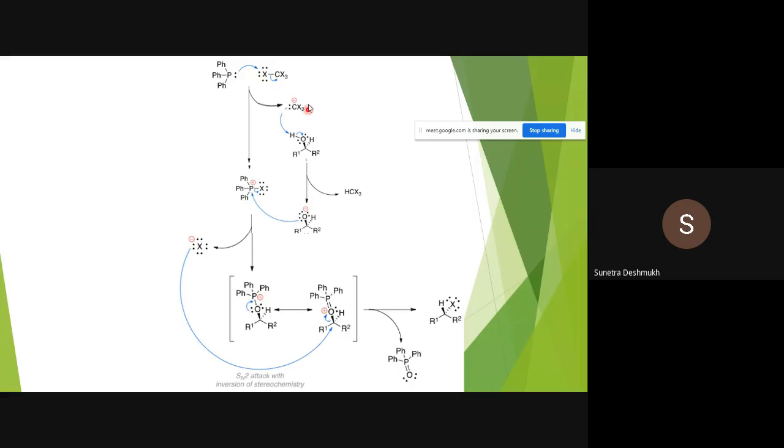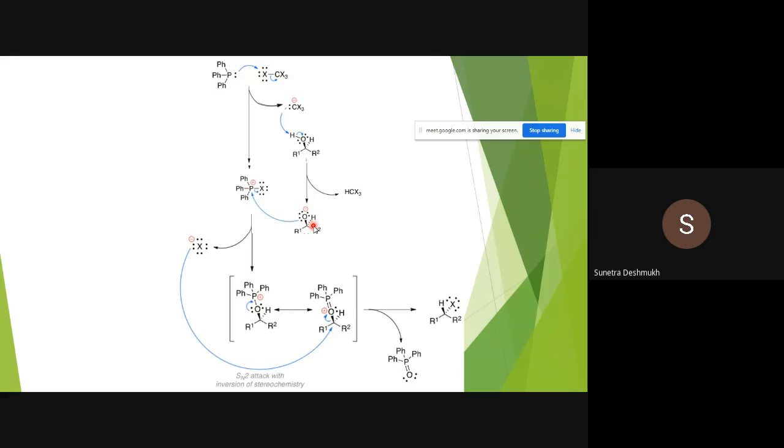Now what is this negatively charged species doing? That negatively charged species is abstracting a proton from our starting alcohol. Okay, so what is our need? We have to replace this OH group by a Cl group, any halide group. This is our target. So the first step we have done here is abstraction of a proton from this hydroxyl group by this CCl3 minus, to generate this alkoxide ion.